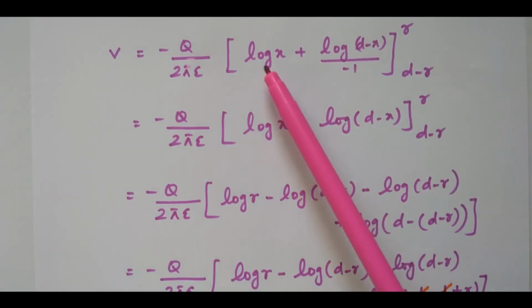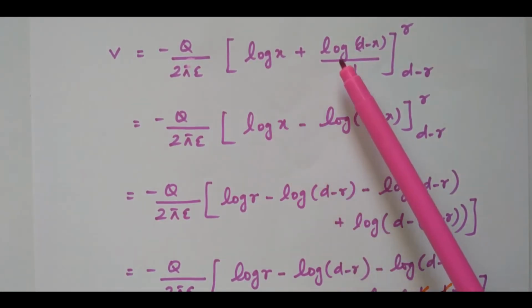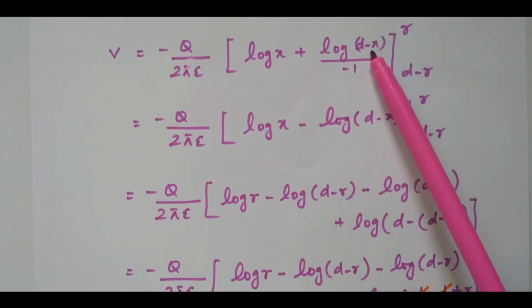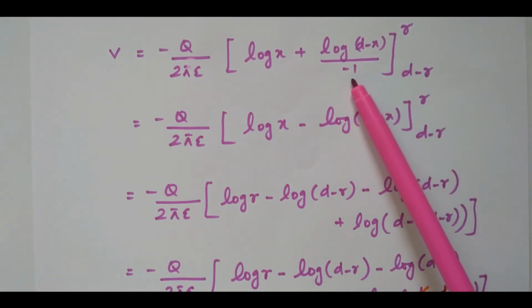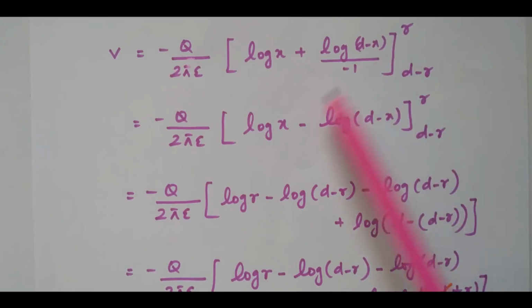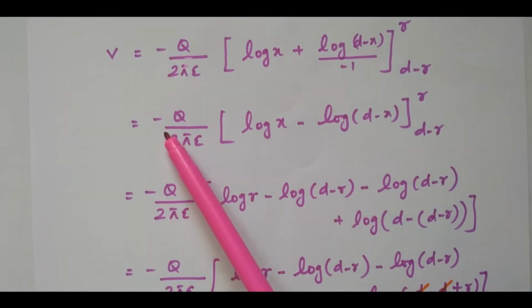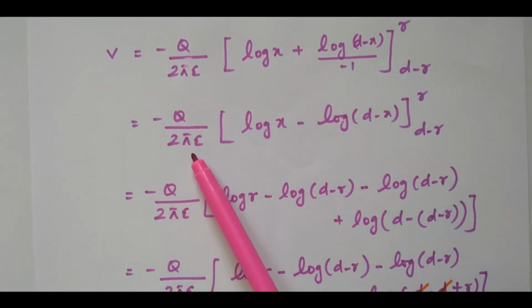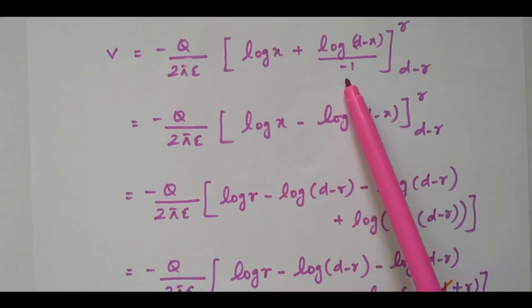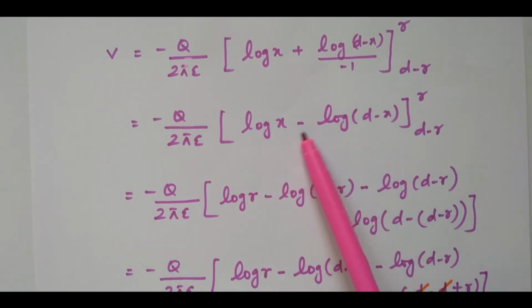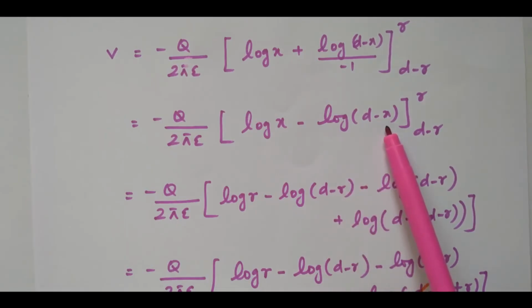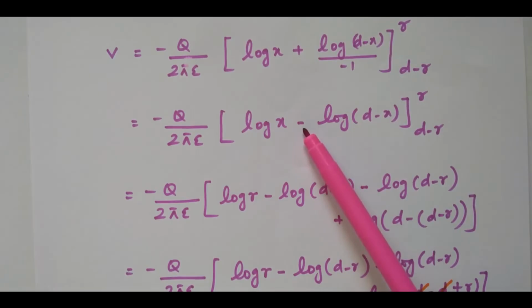So the integral of 1 by x is log x. The integral of 1 by d minus x is log d minus x, but here minus x is present, and by differentiating this minus x we get minus 1. Now we can substitute the limit: minus Q divided by 2 pi epsilon log x, and this minus 1 becomes minus, negative, minus log d minus x, from d minus r to r. The term becomes minus. Now we will substitute the limits one by one.